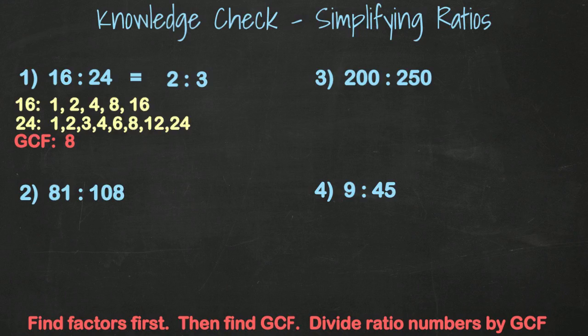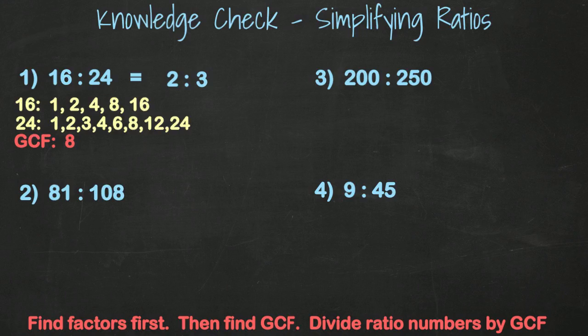Example 2. Simplify the ratio 81 to 108. Now, just like with fractions, if you're unsure what all the factors of a number are, like if they're kind of big, you can reduce a ratio down once and then reduce it further if needed. I know from my multiplication tables that 9 goes into both 81 and 108.